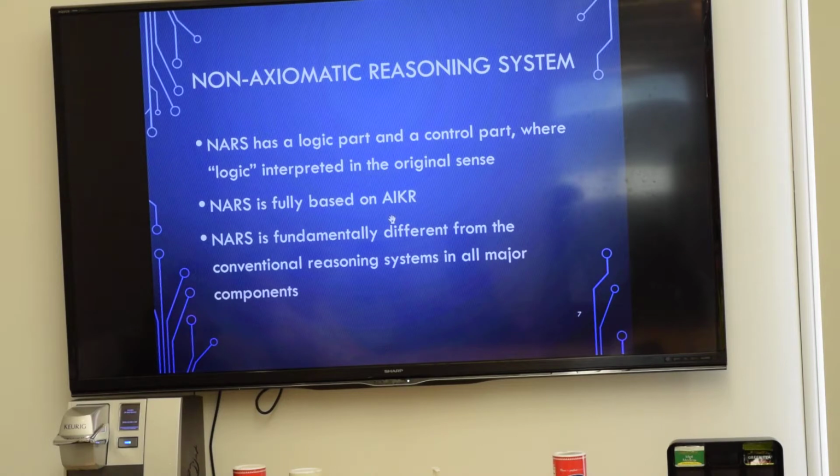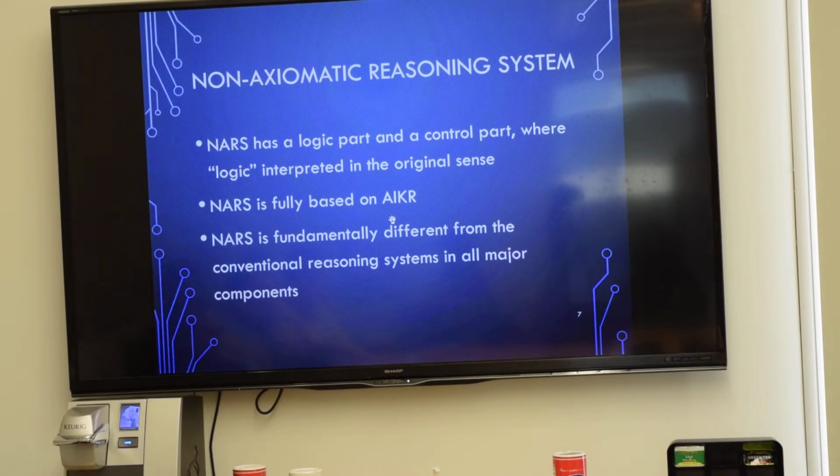So the system we have been building is called the Non-Axiomatic Reasoning System, or NARS. On one hand, it is a reasoning system according to the previous slide. On the other hand, it's fully based on the assumption of insufficient knowledge and resources. Some people will think that sounds like a contradiction, because the traditional reasoning system basically is axiomatic in the sense that inference is theorem proving.